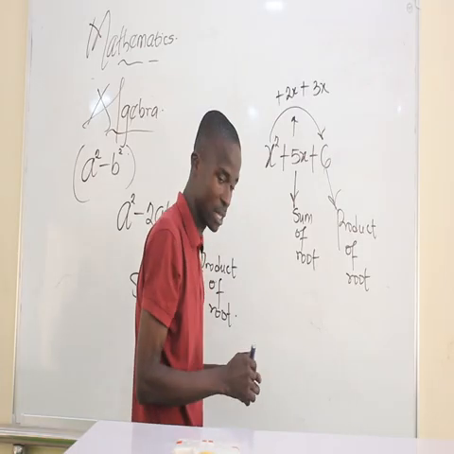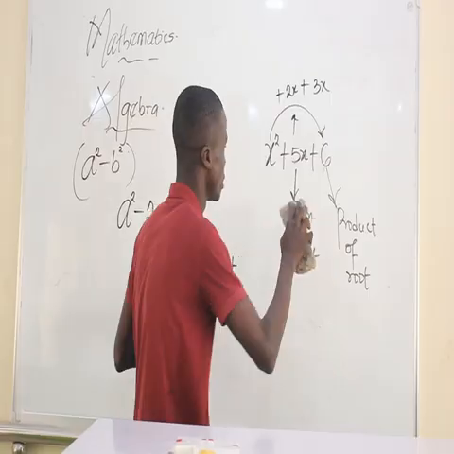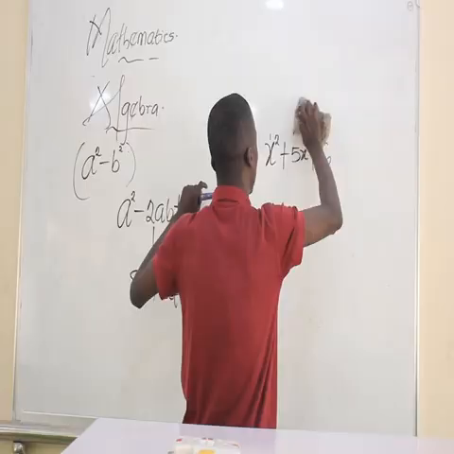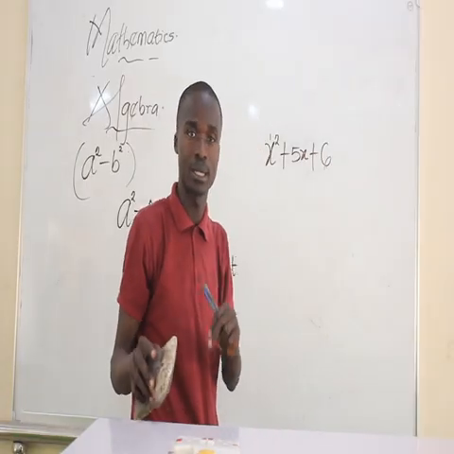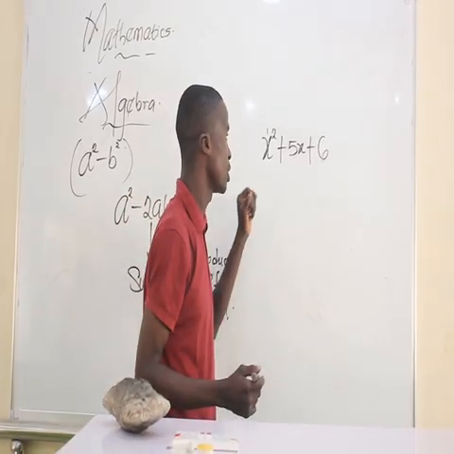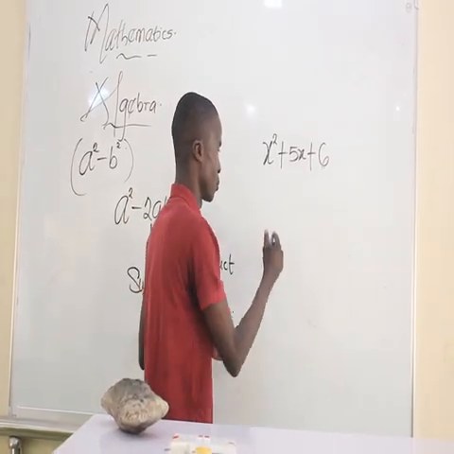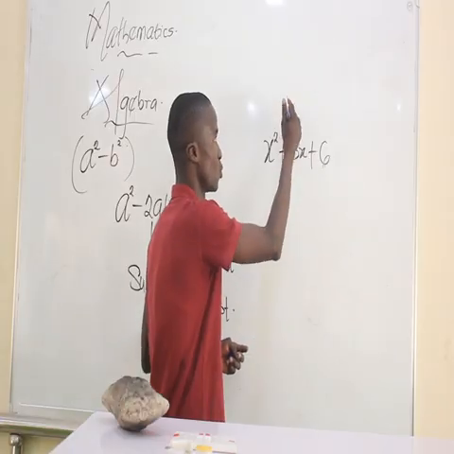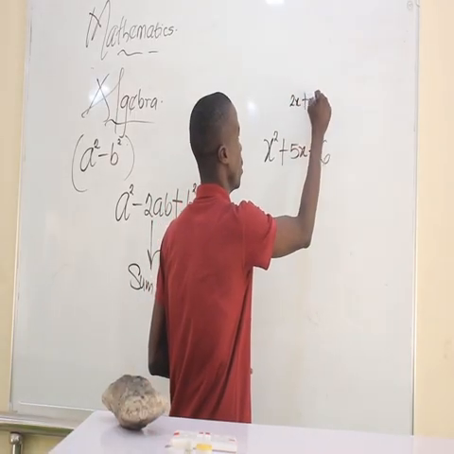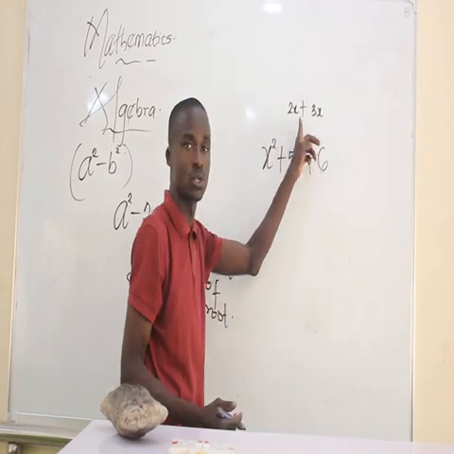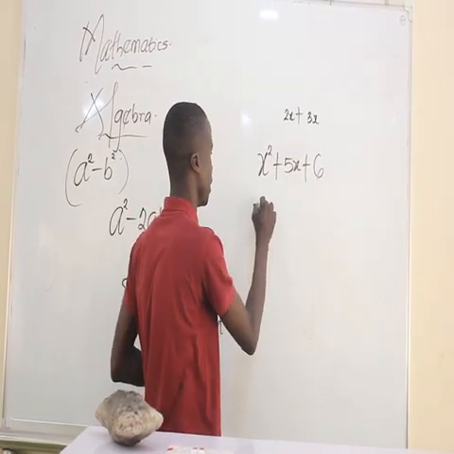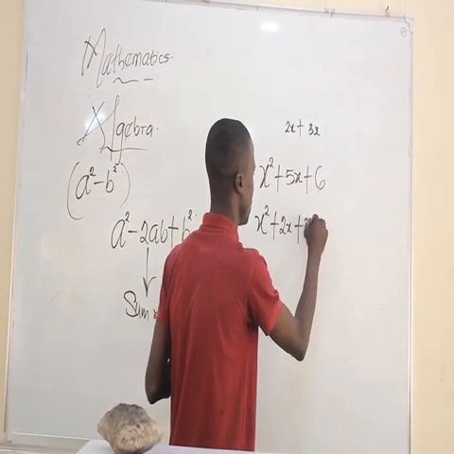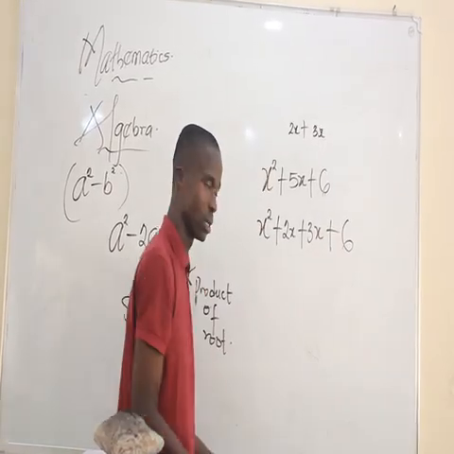So first and foremost, let me erase this so that we can get it clearly. I want to change this to two brackets now. Changing this to two brackets, you look for two numbers, two factors that can replace this. So what are these two factors? They are 2x plus 3x. Now I want to use this to replace this. We have x squared plus 2x plus 3x plus 6.